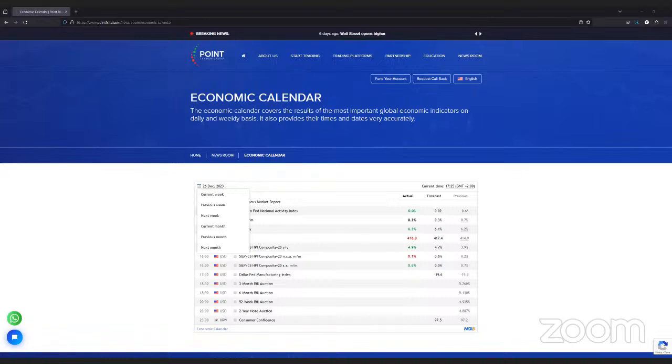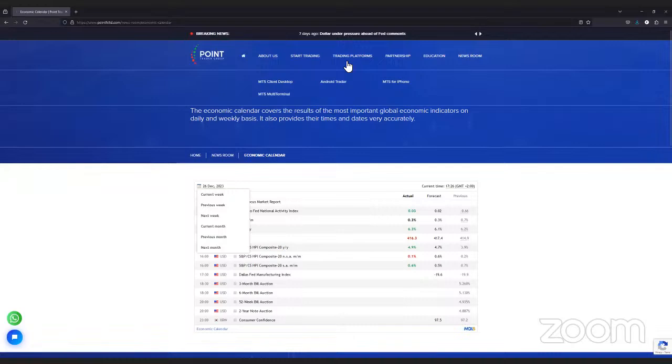So, what are the tools of fundamental analysis? The most useful tools for fundamental analysis consist of the economic calendar that I'm showing you right now. Here in front of you, you can see the economic calendar of Point Trader Group. There's a description here. The economic calendar covers the results of the most important global economic indicators on a daily and weekly basis. It also provides their times and dates very accurately. I'm going to clarify something that is really important.